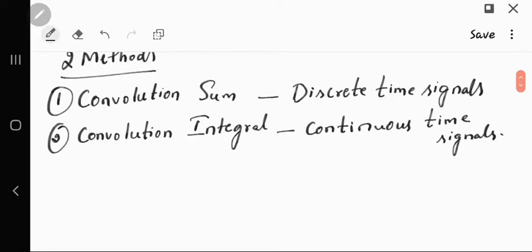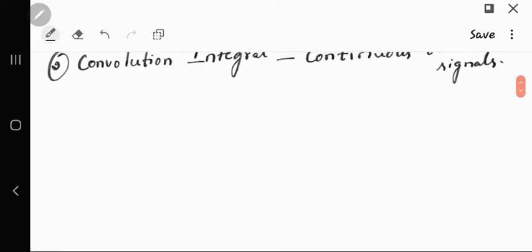First we go through the convolution sum. We start with the derivation of the convolution sum, and after deriving the general expression for the convolution sum, we take its properties, and then we move to problems or some examples on the convolution sum. So let's start with this.